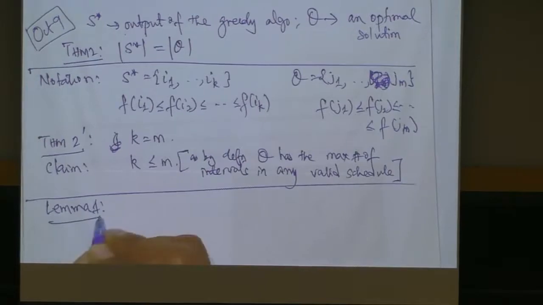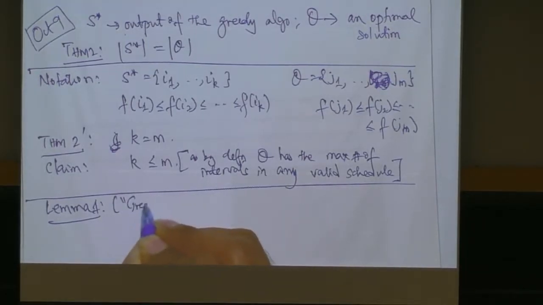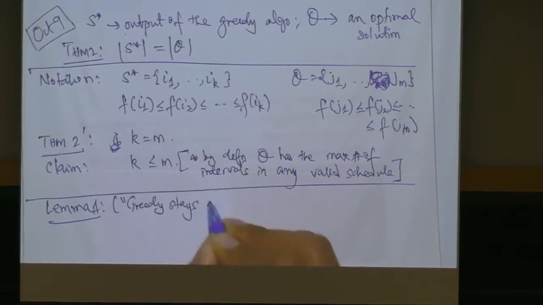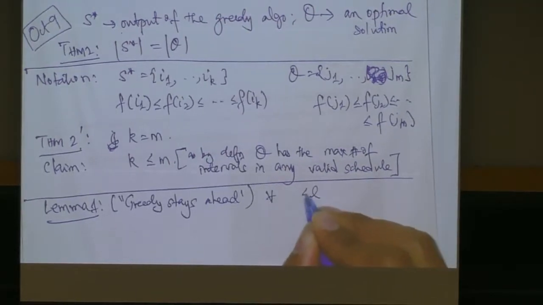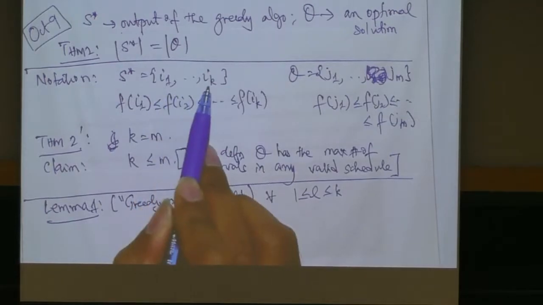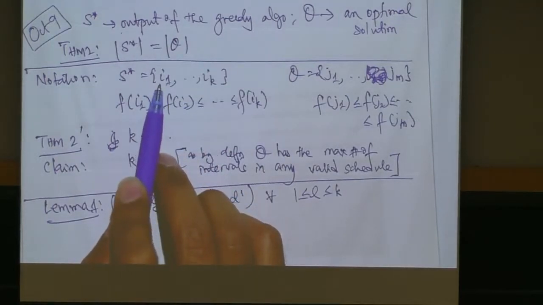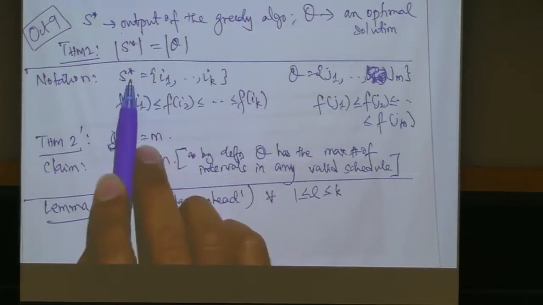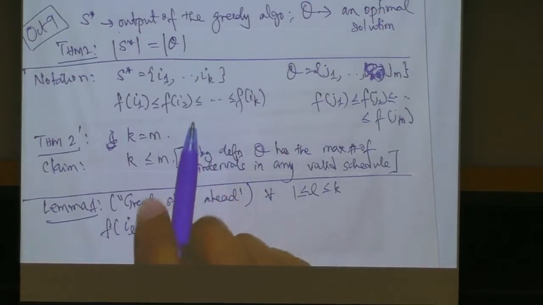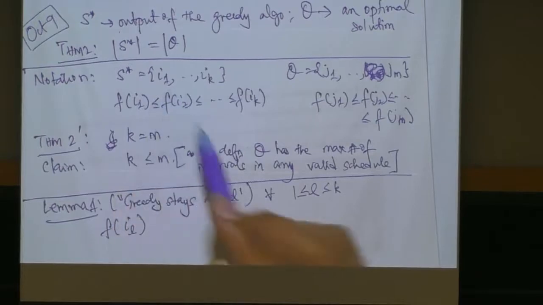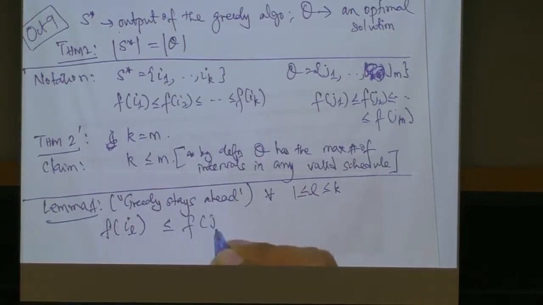So to prove this theorem, we're going to need another lemma, which is going to be the formalization of the greedy stays ahead for this specific case. And the lemma says, you look at any of these guys in S star, and if you look at the finish time of the nth guy in S star, that's always going to be before the finish time of the nth guy in this optimal solution.